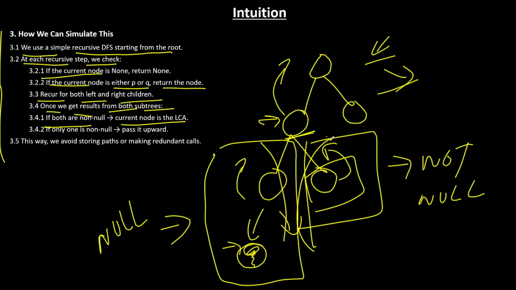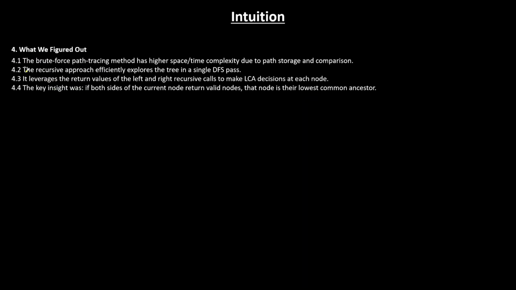So of course you return the right part or the non-null value towards the top. Fine. This way we avoid storing paths or making redundant calls. What did we figure out? We figure out that the brute force tracing method had high space and time complexity due to path storage and comparison. This is what we saw in the brute force: extra space was used and time complexity was also extra.